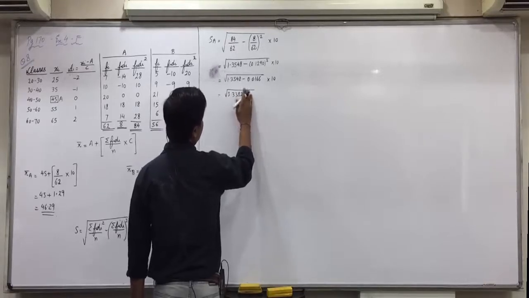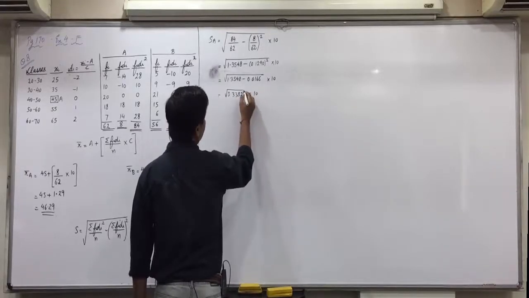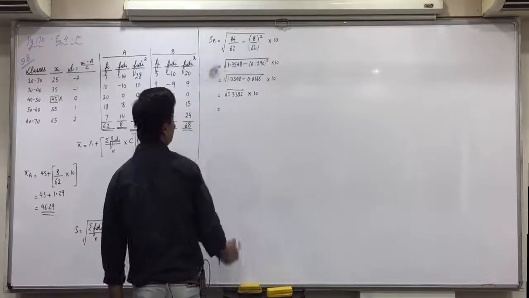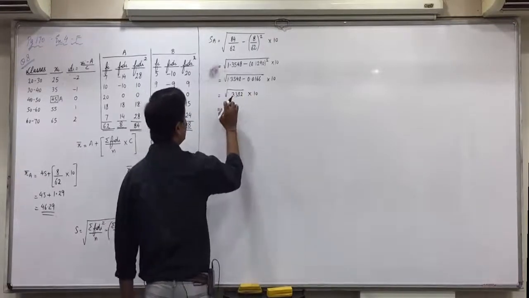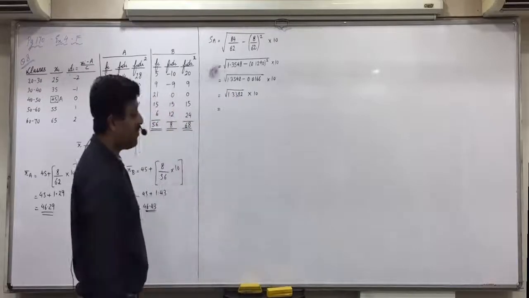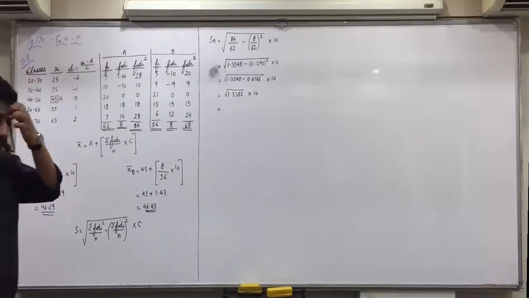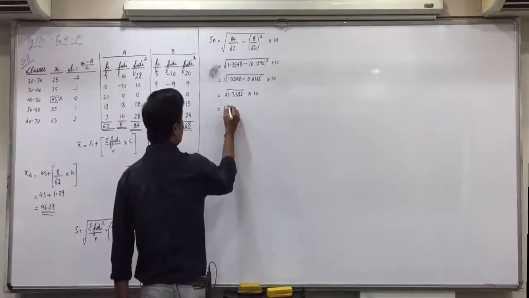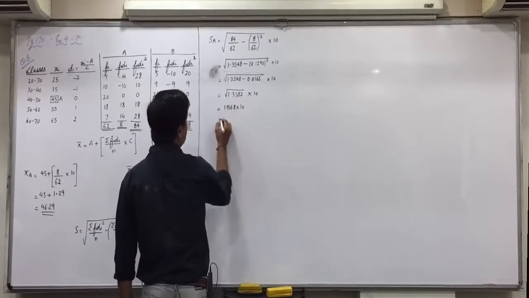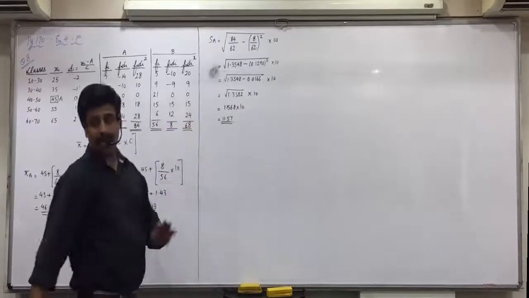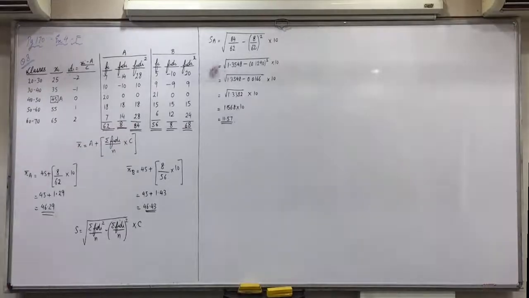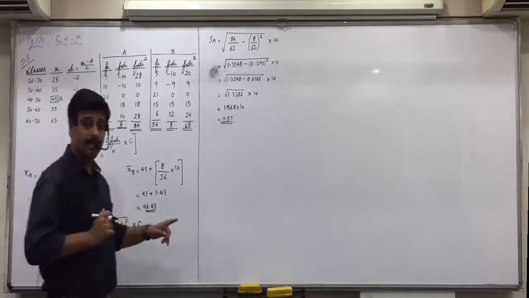Square root of 1.3382 is 1.1568, into 10. So 11.568, means 11.57. Final answer in 2 decimals. Okay, until the final answer, everything in 4 decimals. Any doubts with this? Now on the right side, we'll solve it for B.